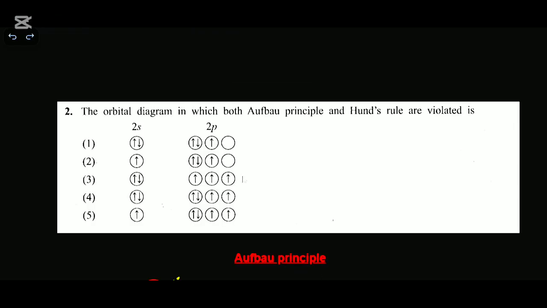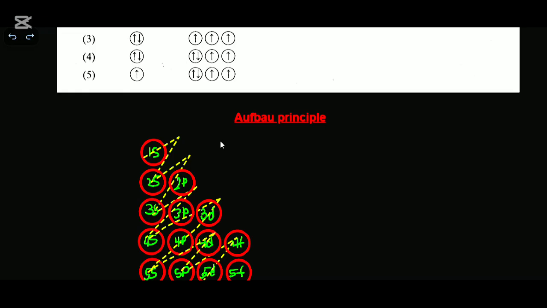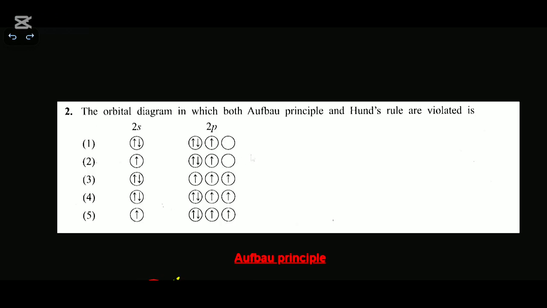Now let's focus on the question. First, let's see what violates the Aufbau principle. We can see that there are 2s orbitals and 2p orbitals. According to the Aufbau principle, the first orbital to fill is 2s, then 2p. So now let's see which ones violate the Aufbau principle.